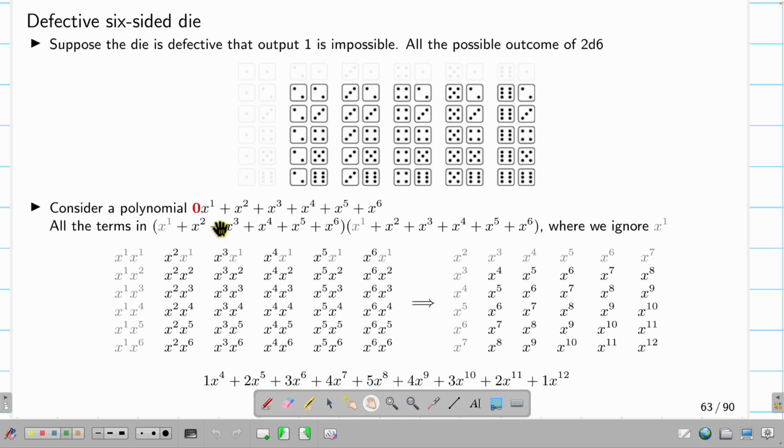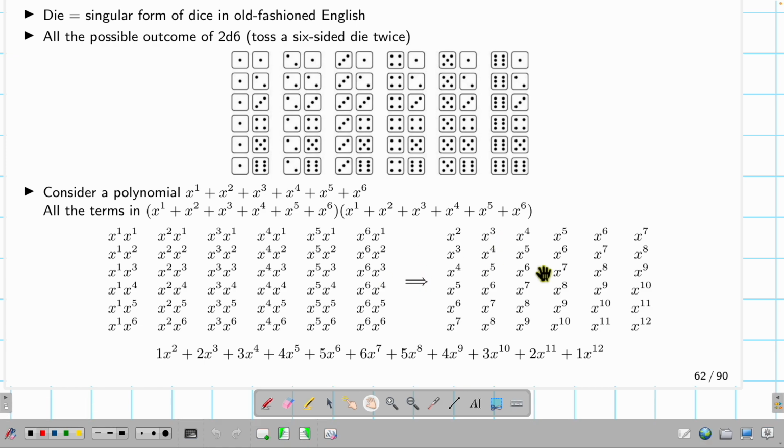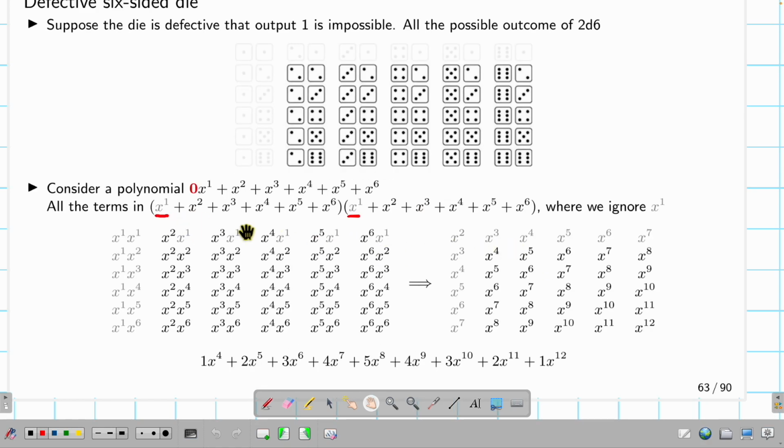Now I have a 0 in x1, so ignore this x1. I'm using a gray color here to make them look dimmer. This is the same table as before, but I just replace all the x1 with a gray color. Okay? And then after I do the sum of the power, I get this table. And again, all the terms with x1, I use gray color.